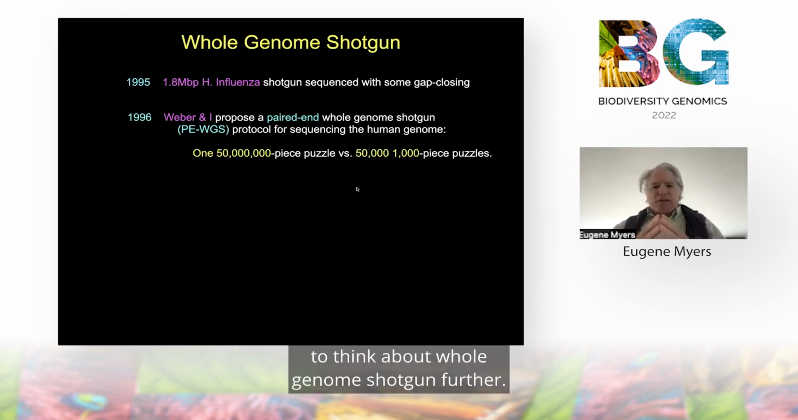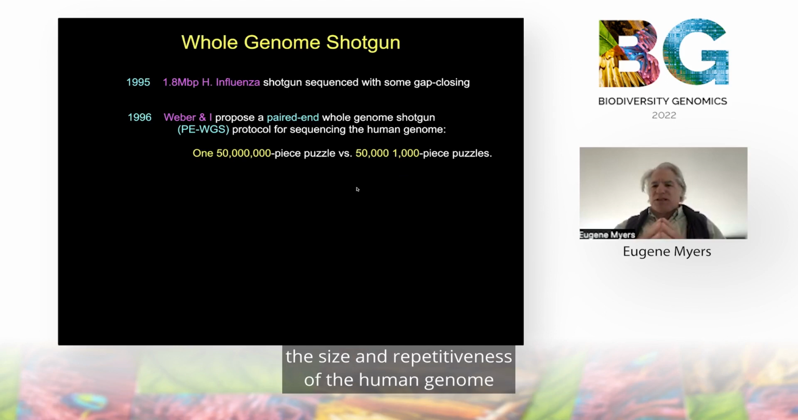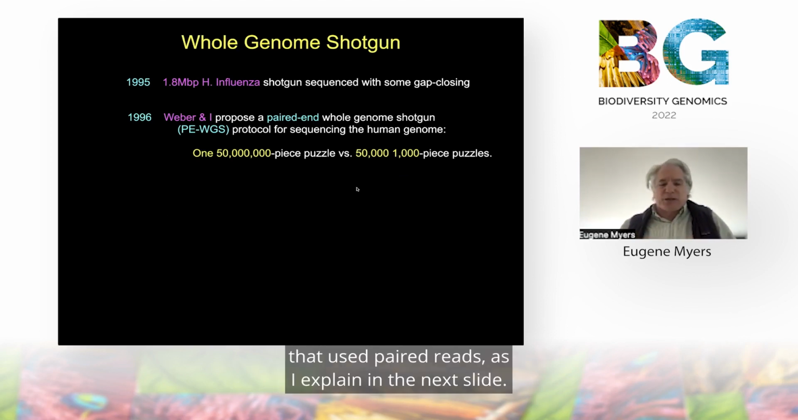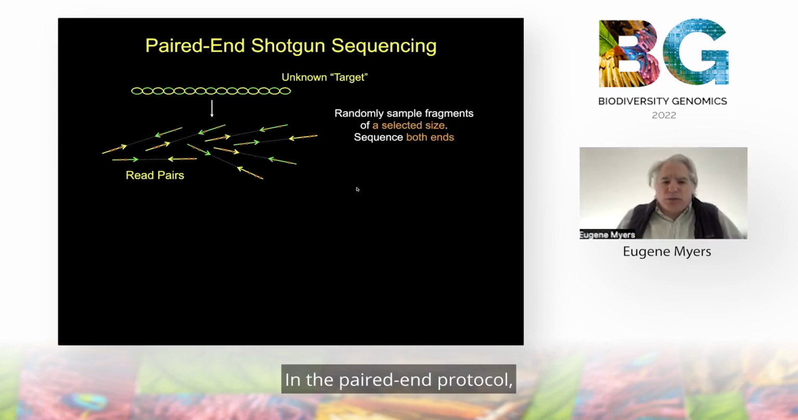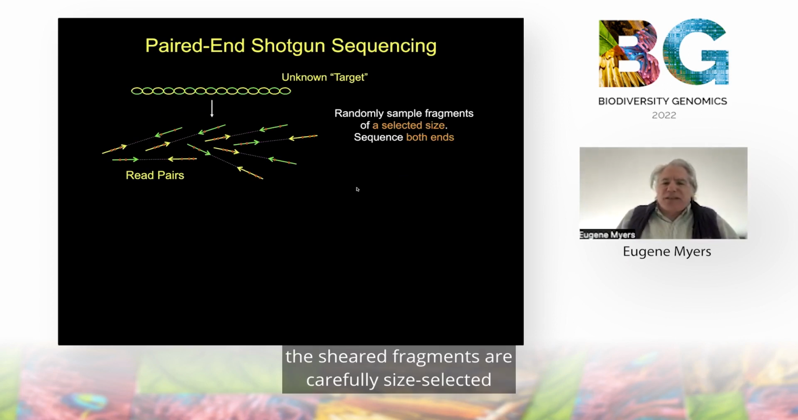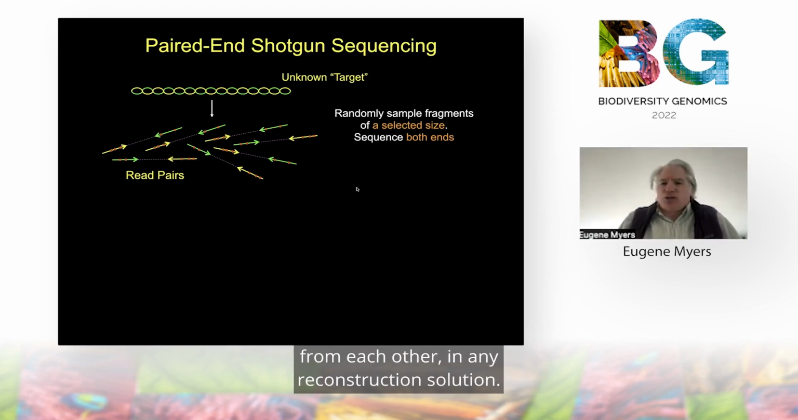Jim Weber and I to think about whole genome shotgun further, and in '96, we proposed that a genome the size and repetitiveness of the human genome could be well reconstructed with a shotgun approach that used paired reads, as I explained in the next slide. In the paired end protocol, the sheared fragments are carefully size selected, and then both ends of the fragment are sequenced, resulting in a pair of reads in opposite orientation that must be at an approximately known distance from each other in any reconstruction solution.